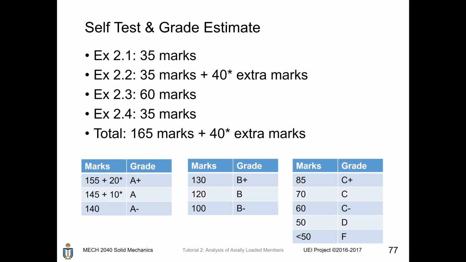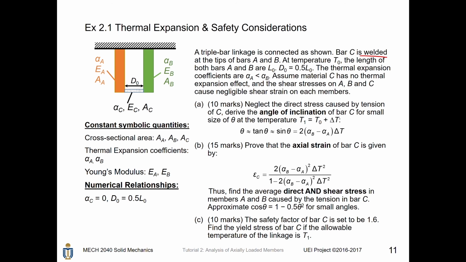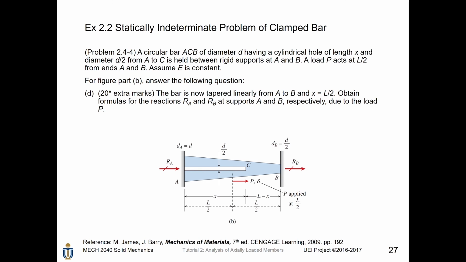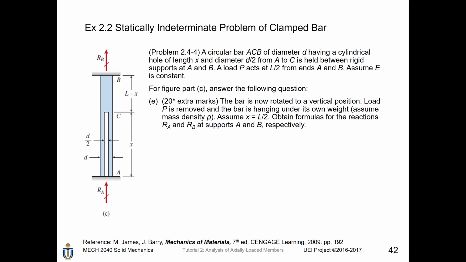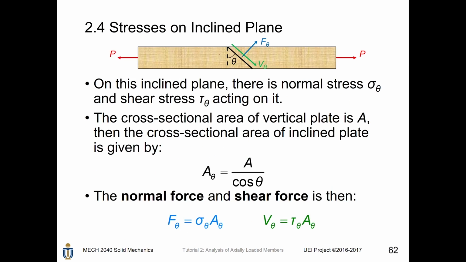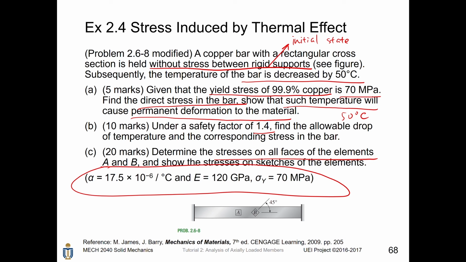Starting from this tutorial, for each example in each tutorial, I will assign marks for each problem. For exercise 2.1, I assigned 10 marks for part A, 15 marks for part B, and 10 marks for part C. For 2.2, I assigned 20 marks for part A, 10 marks for part B, 5 marks for part C. And since part D and part E are very difficult, I assigned extra marks on them instead of regular marks. For part E, also extra marks because there are a lot of calculations. For 2.3, I assigned 15 marks for part A, 20 marks for part B, 25 marks for part C. For the last exercise, I assigned 5 marks for part A, 10 marks for part B, and 20 marks for part C.